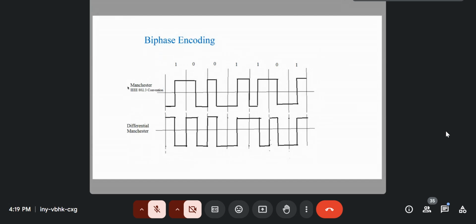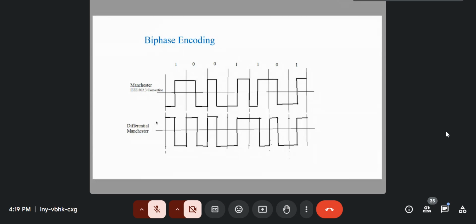So this one is that Manchester. The other Manchester is called G.E. Thomas Manchester encoding. G.E. Thomas is just the opposite. So this will be a 0, this will be a 1, this will be a 1, this will be a 0, this will be a 0, this will be a 1, this will be a 0. That would be G.E. Thomas. The transition from low to high is a 0, and high to low is a 1. That is the G.E. Thomas convention.